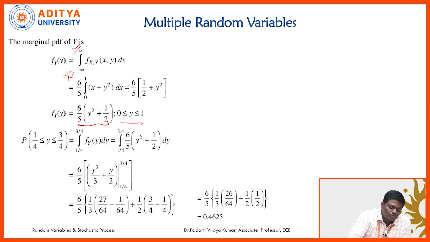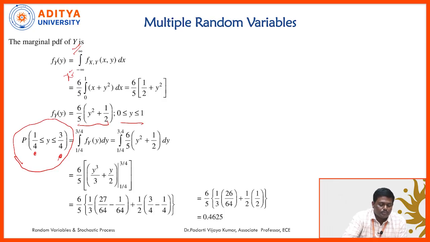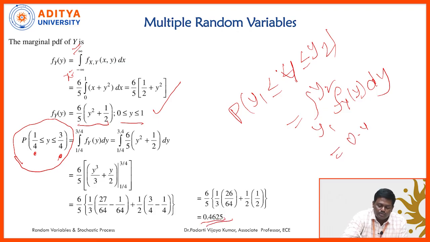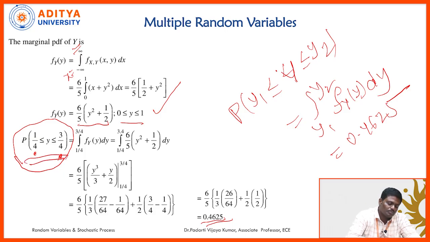The next problem is we need to compute the probability of y whose values lie between 1 by 4 to 3 by 4. Once we have computed the marginal density function of y, we can compute the probability as the integral from y1 to y2 of f_Y(y) dy. Applying this property and substituting all these values, we will get 0.4625. This is based on the marginal density function of y, because the probability is asked for the y variable only.